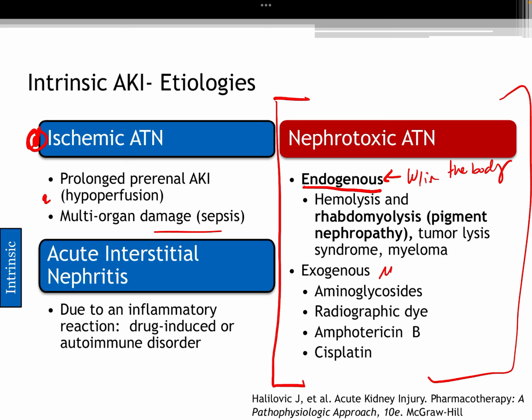And exogenous, you can think about this as medication related, or toxins that are outside the body. Here you have aminoglycosides, radioactive dye, amphotericin B, cisplatin, and vancomycin.